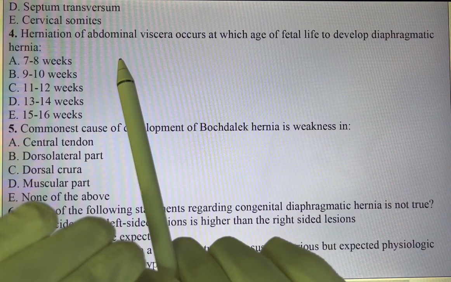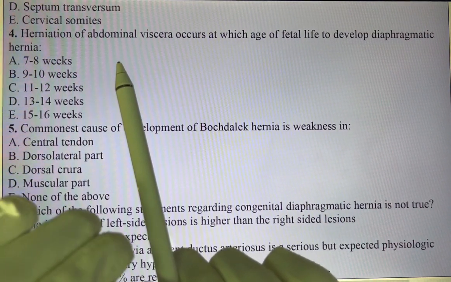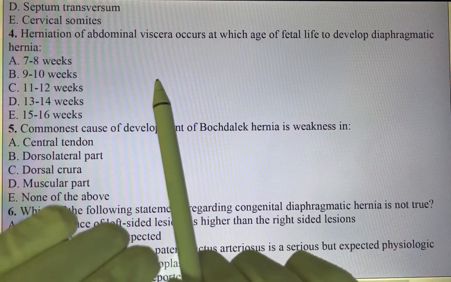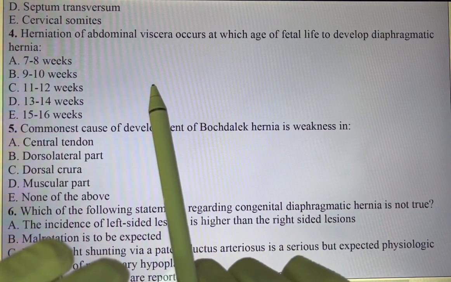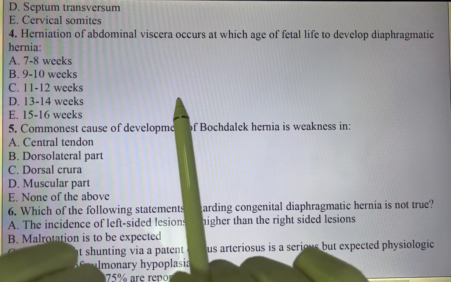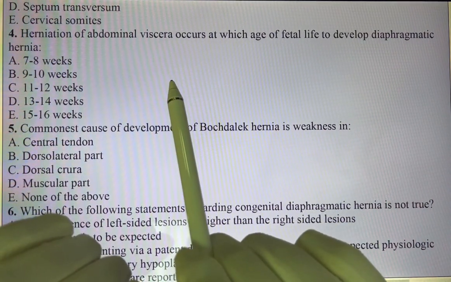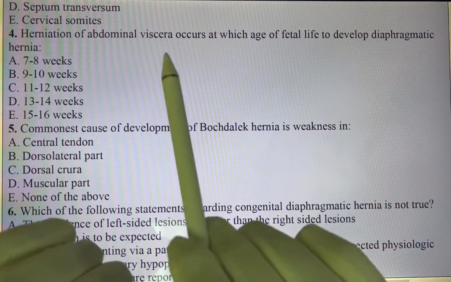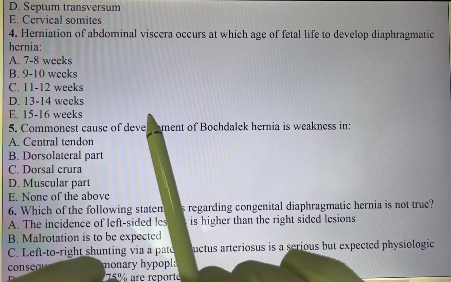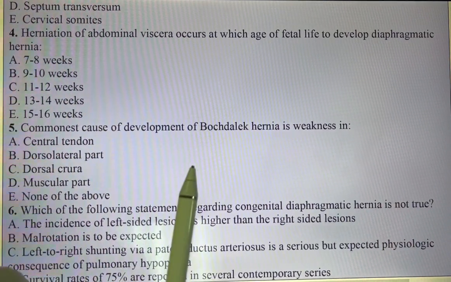And at this time, simultaneously, the pleuroperitoneal membrane is not closing, so the abdominal viscera escape or migrate to the thoracic cavity. So the answer is B.